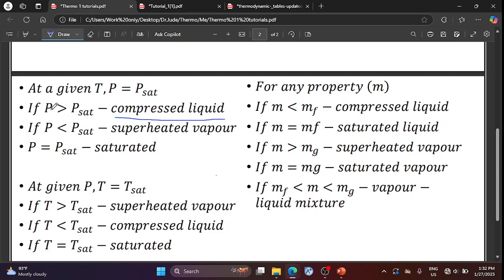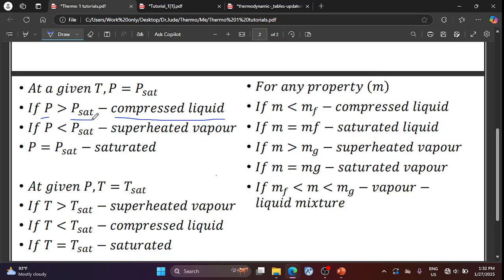So if we have just water at 100 degrees Celsius and at 1 atm, and I compress it, I increase the pressure. I'm pushing the molecules together, so it becomes a compressed liquid. So if I'm at a saturation point and I increase pressure, because I'm pushing the molecules together, I become compressed. So if my pressure is more than the saturation pressure, it's a compressed liquid.